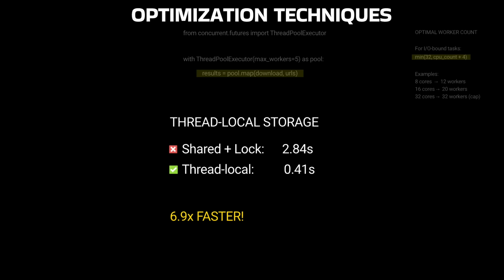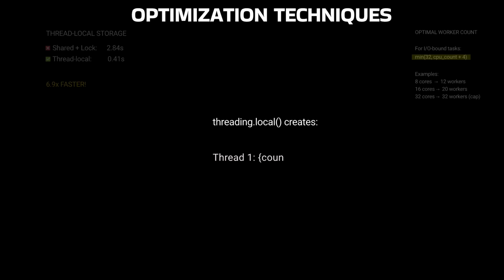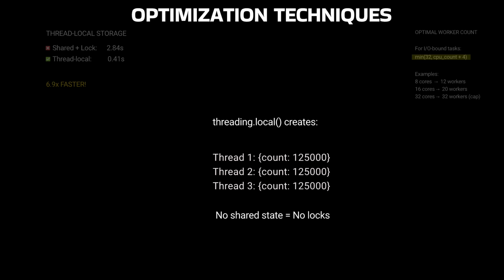Use threading.local for thread local storage. It creates a separate namespace per thread, avoiding lock contention. 6.9 times faster than locked counters in my tests.